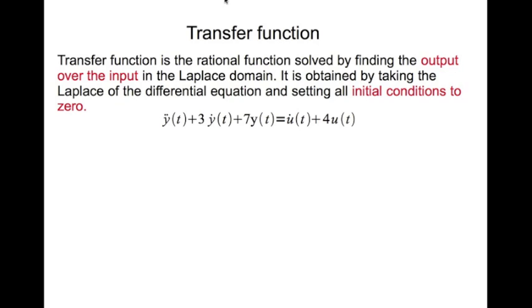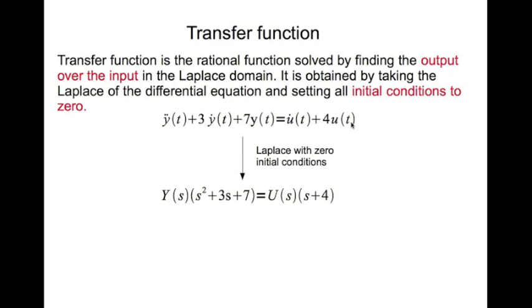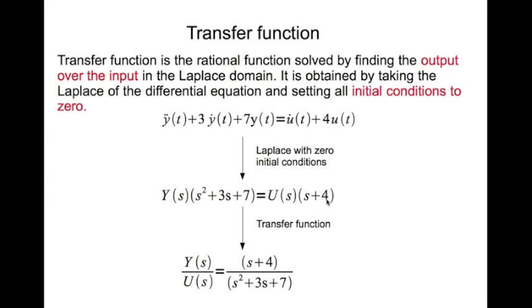Now you have a differential equation here, y double dot plus 3y dot plus 7y equal to u dot plus 4u. If you take the Laplace transform with 0 initial conditions of the whole equation, both left hand side and right hand side, this is what you get: capital Y of s times s squared plus 3s plus 7 equal to U of s times s plus 4. So Y of s divided by U of s is s plus 4 divided by s squared plus 3s plus 7. This is the transfer function.